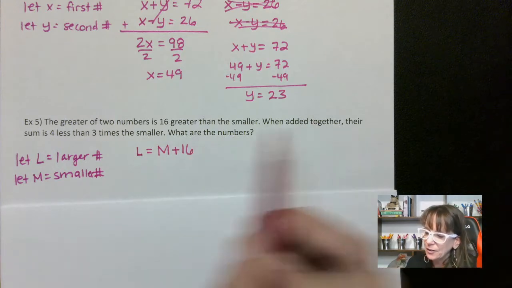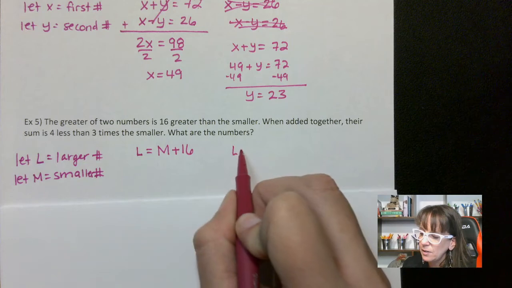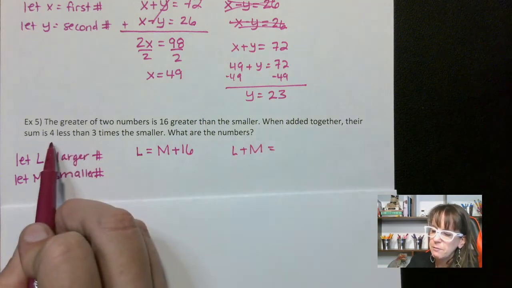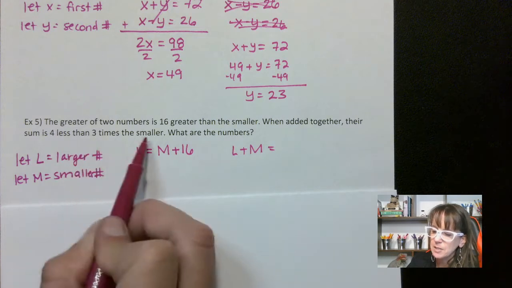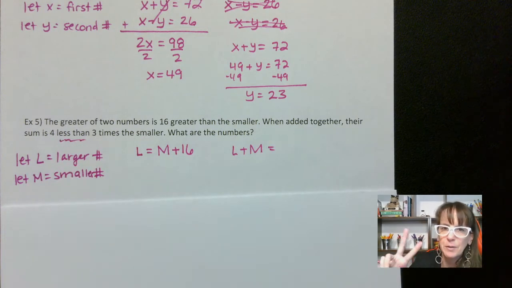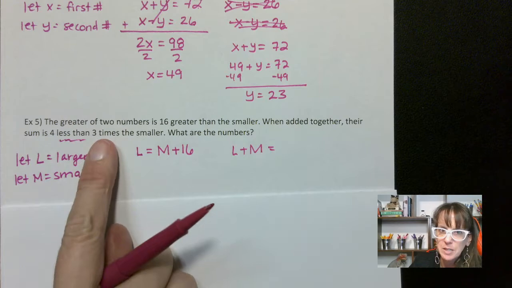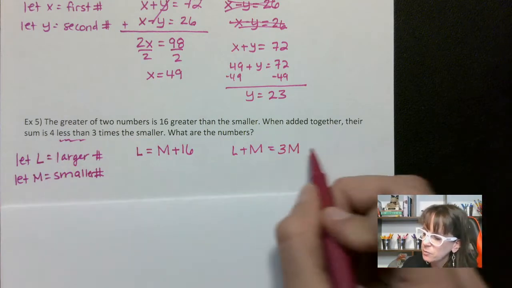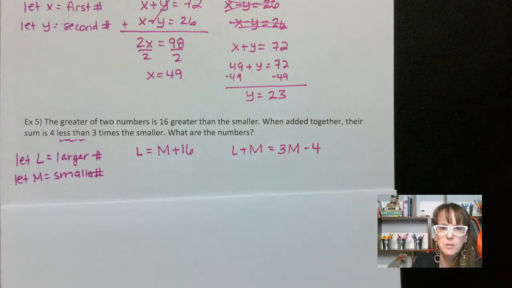When added together, their sum, so when I take L plus M, the sum is 4 less than 3 times the smaller. Remember, "less than" is a flip-it-around phrase. You have to flip it around. So we're going to do 3 times the smaller, so 3 times the smaller minus 4. All right. Oof, that was a doozy.